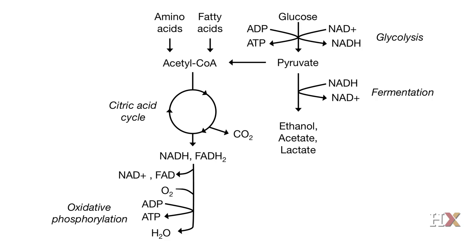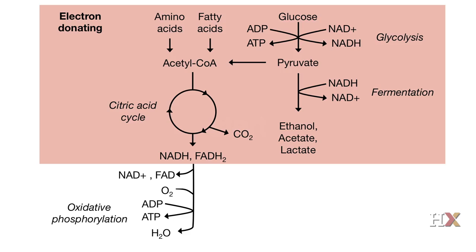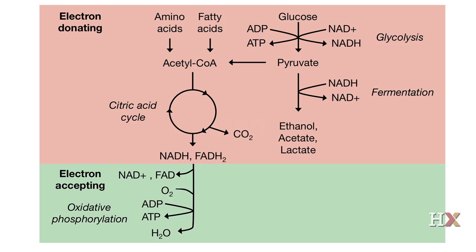First, in the electron donating process, fuel molecules will pass the electrons to a small number of universal electron acceptors, such as NAD+ or FAD. The electron accepting process is when you have a flow of electrons from these few universal electron acceptors to a final electron acceptor, which is, on this diagram, oxygen.